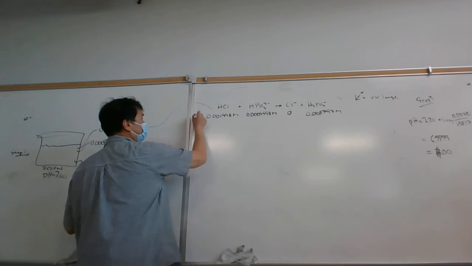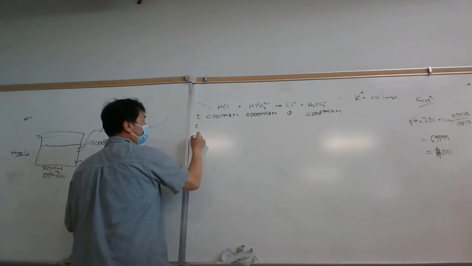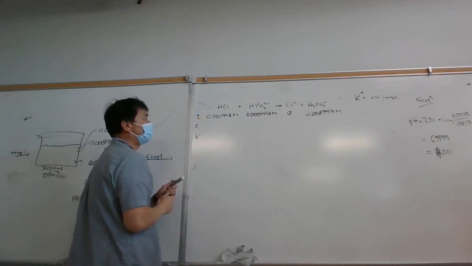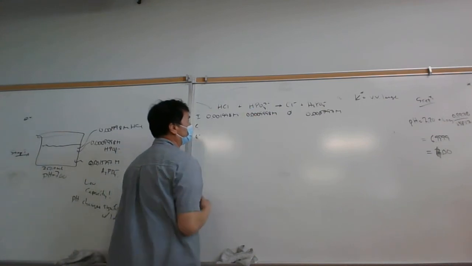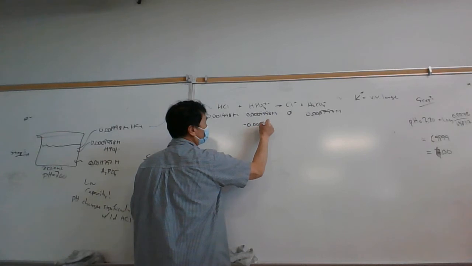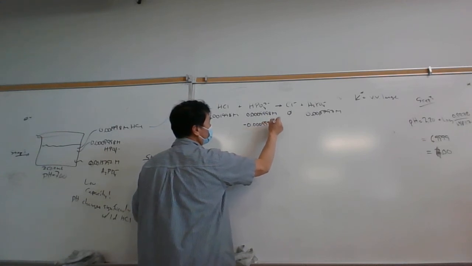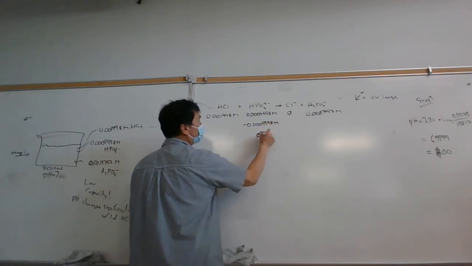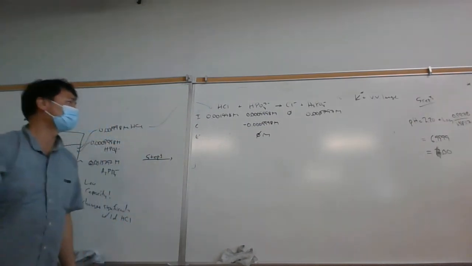Okay, that's our initial. Then we look, the change is going to be complete. So we look at the limiting reagent, and now the limiting reagent is this. And so we're going to lose all of this, 0.0009998 molar, and that gives us 0 molar monohydrogen phosphate left over.